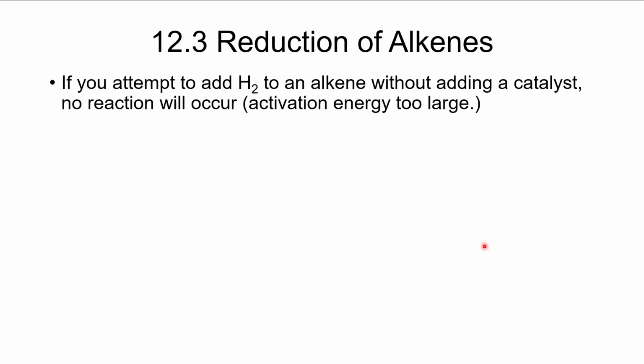All right, so let's look at the reduction of alkenes. So carbon-carbon double bonds, and we want to reduce them by adding hydrogen to them. If you were to take an alkene, like let's say ethylene, and add hydrogen to it and not put in a catalyst, you would find that you would get no reaction. The transition state would be way too high and the activation energy would be way too large. So we just wouldn't be able to do a reaction. You could wait your entire lifetime and not get any significant amount of hydrogenation.